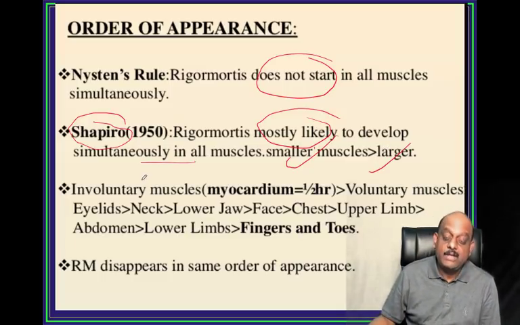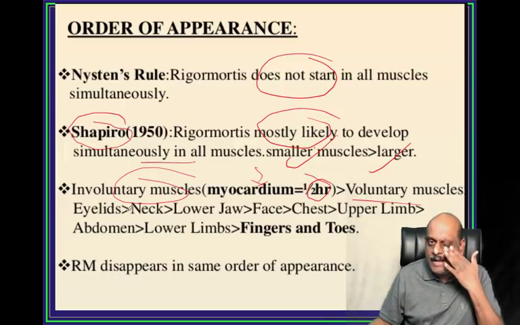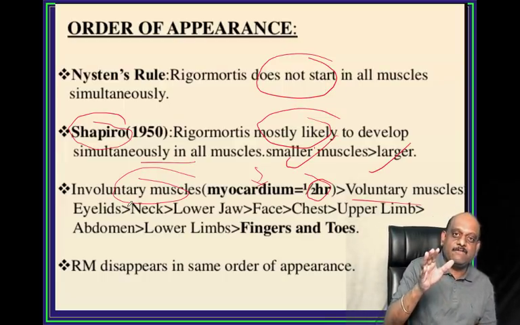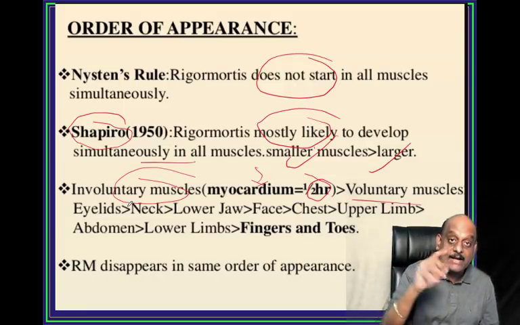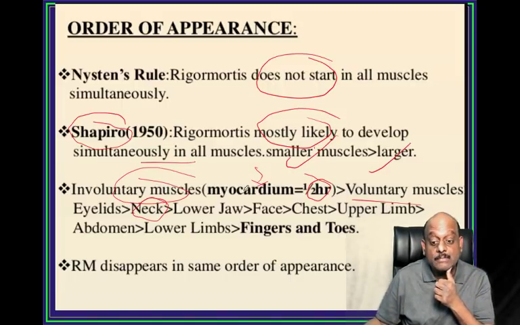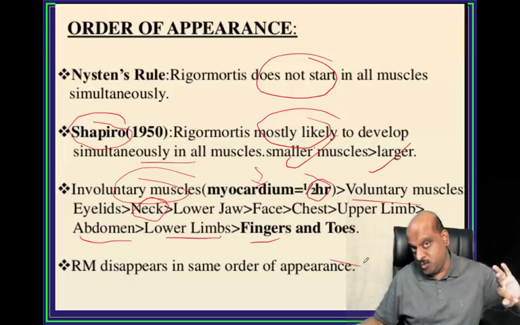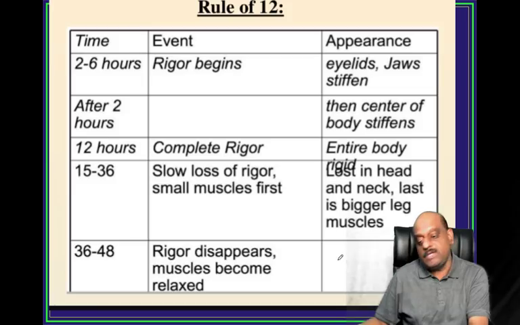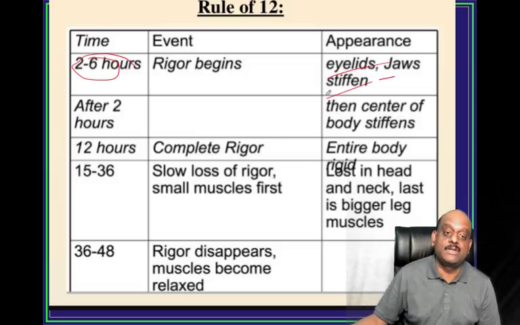But whatever it is, where does the rigor begin? Involuntary muscles, myocardium first, in half an hour. Then voluntary muscles. In the voluntary, eyelids. That is why in all feature films, when someone dies, they close the eyelids. That means he is dead. Why? Eyelids are the first to start rigor mortis. Then comes neck, lower jaw, face, chest, upper limb, abdomen, lower limb, fingers, toes. That's what you need to remember. And the disappearance is in the same order. So within 2 to 6 hours, eyelids and jaws stiffen. By 2 hours, the center of the body stiffens.